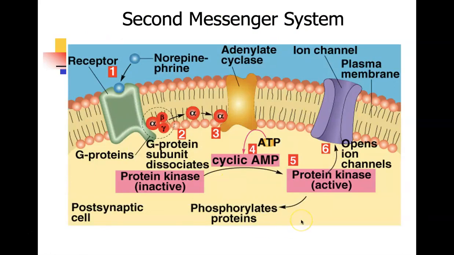Now our third type is the second messenger system. Here we have our neurotransmitter, in this case it's norepinephrine, binding to a receptor. Again, we have G proteins involved, so the G proteins are going to dissociate. But in this case, they are going to activate adenylate cyclase. Okay, and this is an enzyme that's membrane bound. When adenylate cyclase is activated, it converts ATP to cyclic AMP, and that activated cyclic AMP activates protein kinases, which in turn open ion channels.